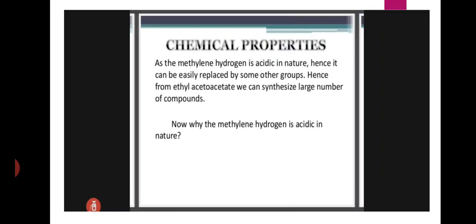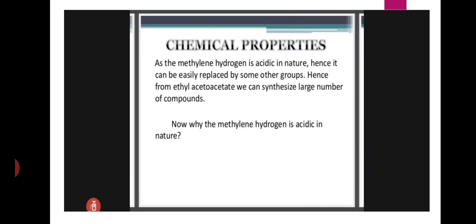Methylene hydrogen is highly acidic in nature and it can be easily replaced by other groups. So, ethyl acetoacetate is used in synthesis of a large number of compounds. Why? Because ethyl acetoacetate has an active methylene group. Those methylene hydrogens are highly acidic in nature, and these hydrogens are easily replaced by other groups. That's why ethyl acetoacetate is used in synthesis of a large number of compounds.